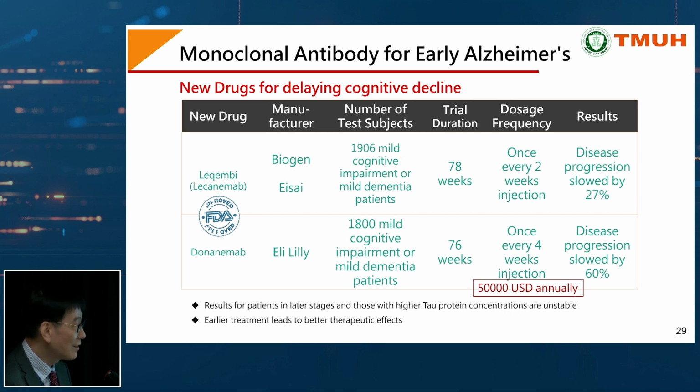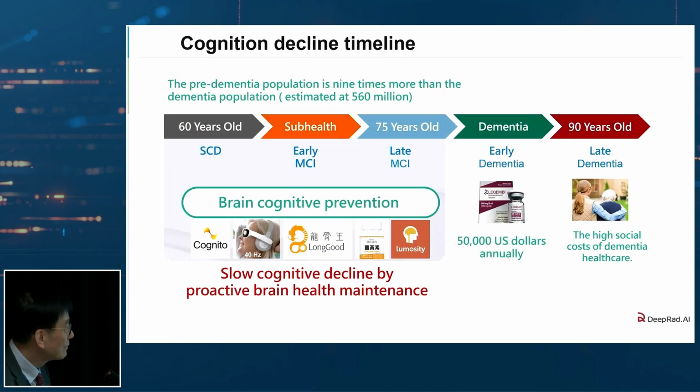We know ARIA-H, ARIA-E. Neuroradiology got very busy when those two drugs came into Taiwan. I think one year will be reading a lot of MRI, because each time a patient visits the hospital to get the injection, they have to do the MRI to count the microbleeds, 3 or 4 microbleeds. It's very busy. But it's only for delaying cognitive decline.